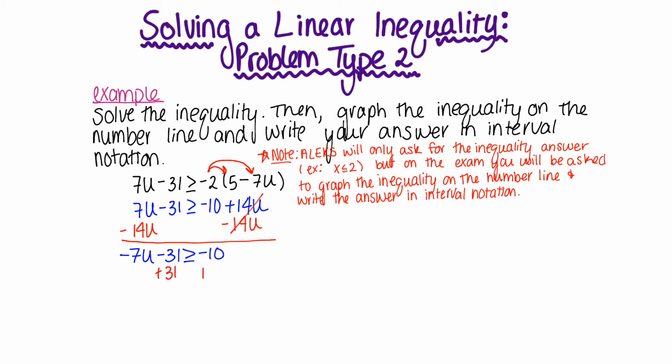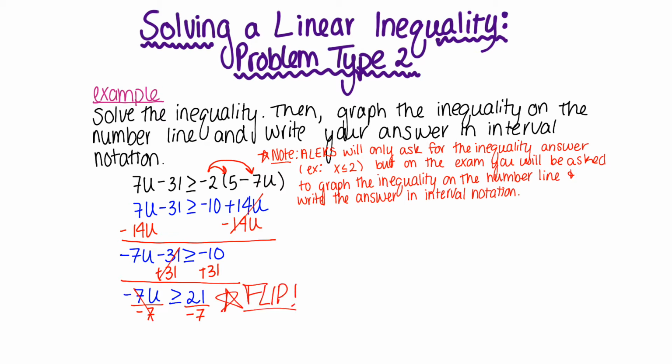To get rid of the 31, we'll add it to both sides. Negative 7u is greater than or equal to negative 10 plus 31, which is 21. To get u by itself, we need to divide by negative 7. But if we divide by a negative number, we do need to flip.